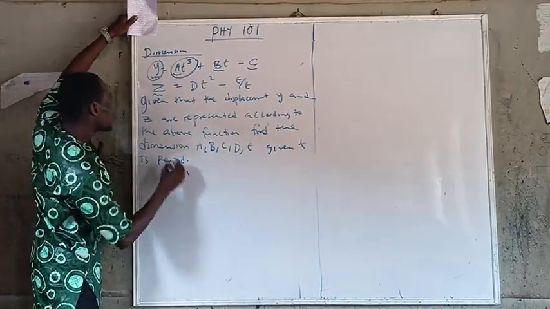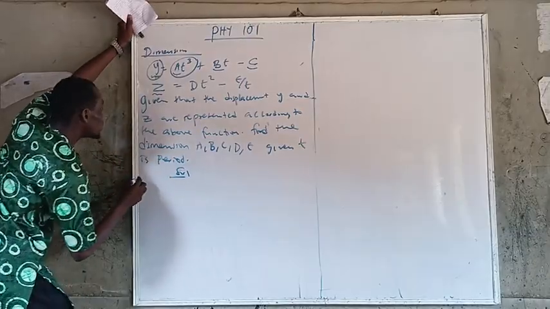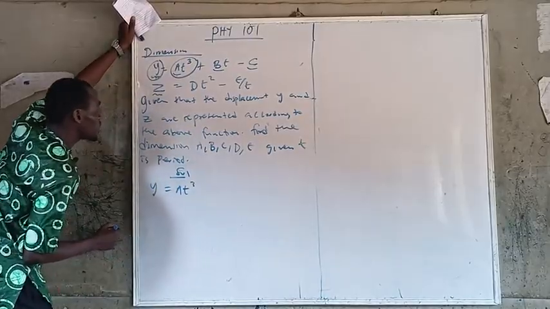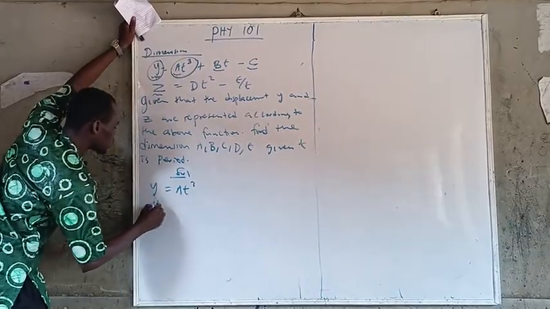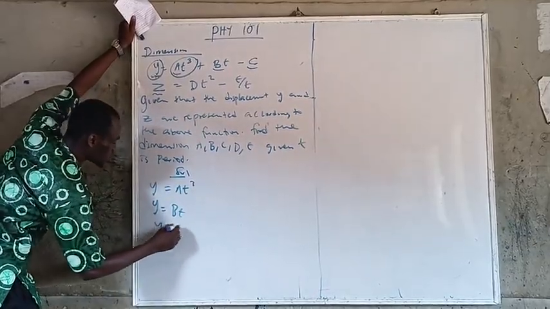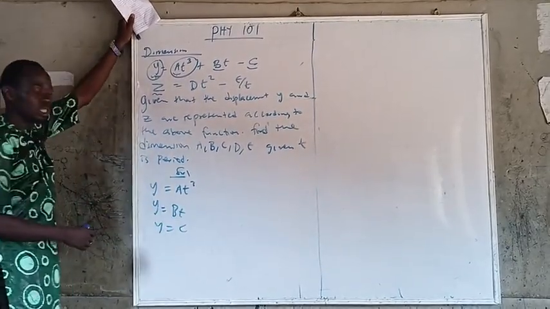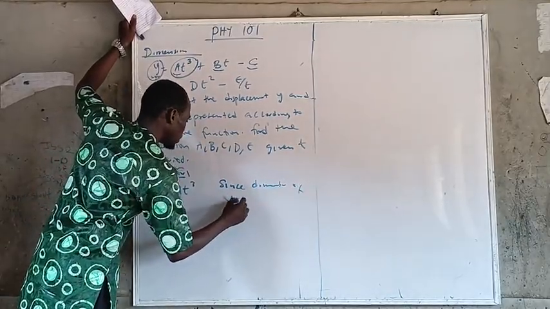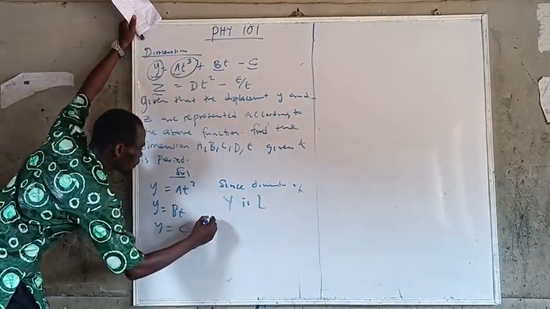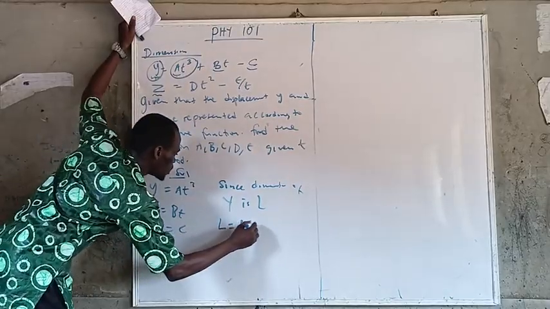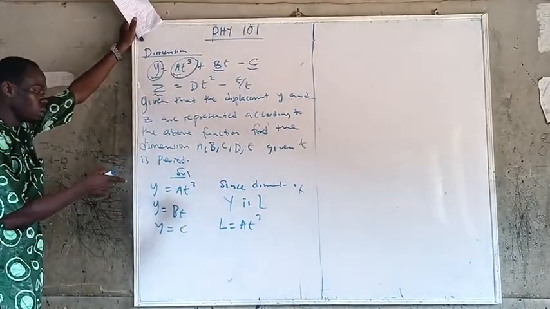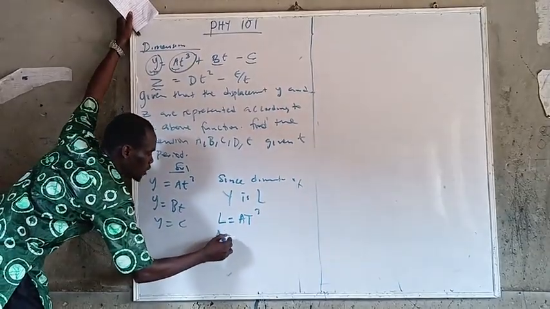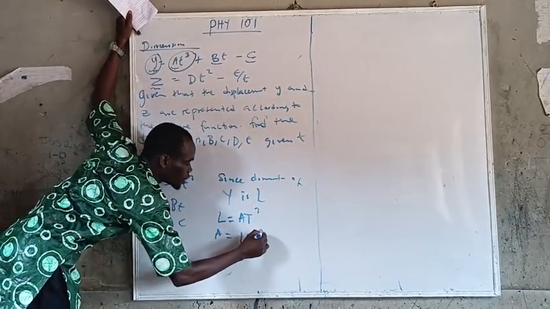Going with this, we can infer that the dimension of y is equal to at raised to power 3. Already, the dimension of y is also bt, and the dimension of y is also c. They must be equal in dimension. Since the dimension of y is L, therefore L is equal to at raised to power 3. If you make A the subject of the formula, then the dimension of t is capital T, so A will now be equal to L per t cube.